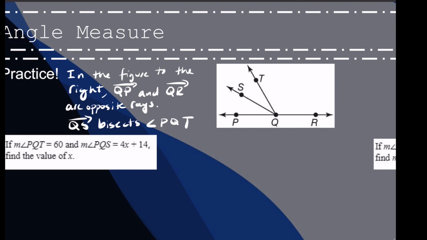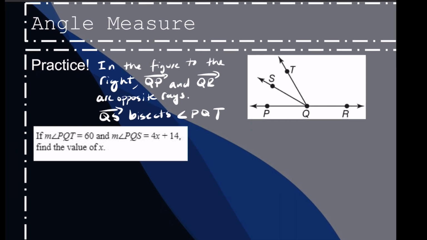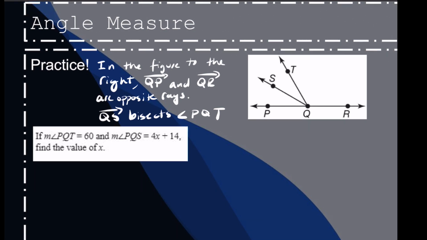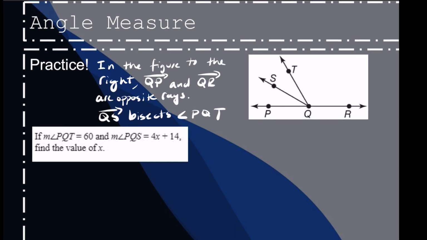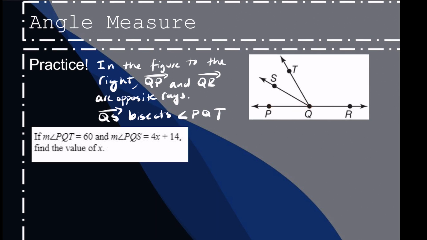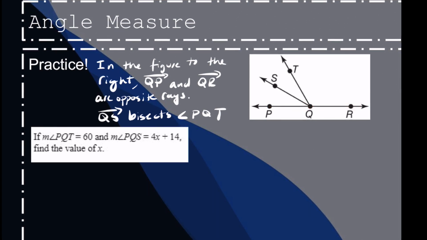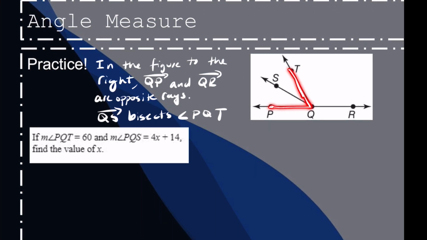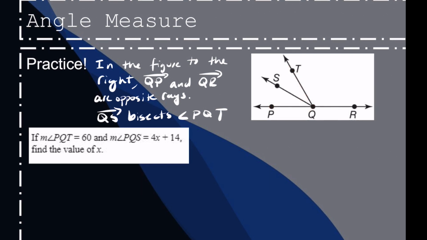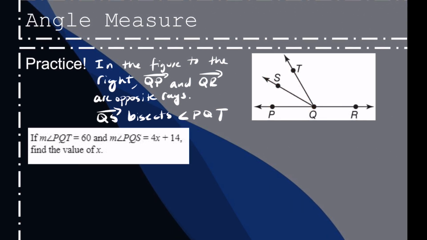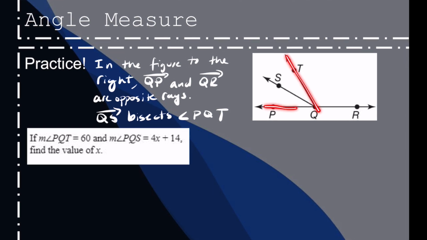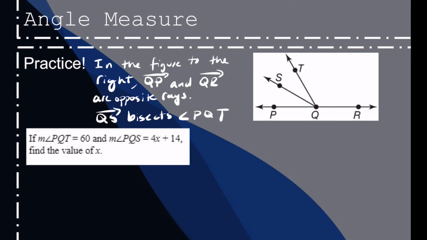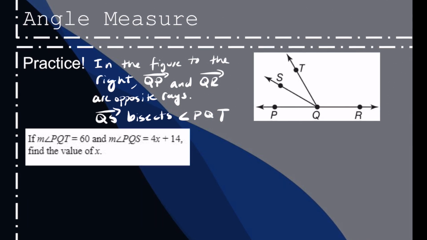It says in the figure to the right, ray QP and ray QR are opposite rays. And we know that ray QS bisects angle PQT. So we know that QP and QR are opposite rays, and angle PQT has an angle bisector, and that is ray QS. So what does that mean when you have a bisector? It cuts that original angle into two different angles, which are both congruent.